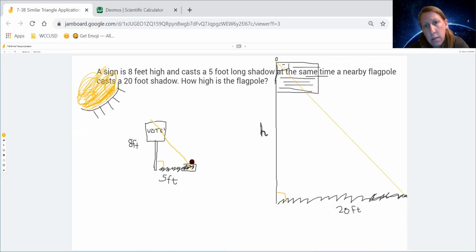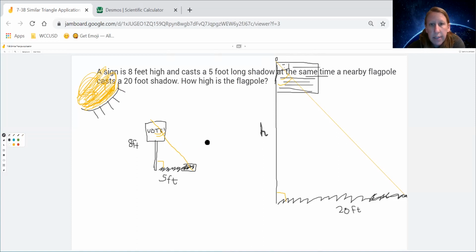And what else? Where's the other angle? Where's the angle that's the same? Remember, it's the same time of day. So the sun is going to hit all the objects down here the same amount. It's the same as the one up here. The sun is hitting and creating the shadows. So that angle of the rays of the sun is going to be the same. All right, which is why these triangles are similar. They both have right angles and they both have the same angle being created from the sun.